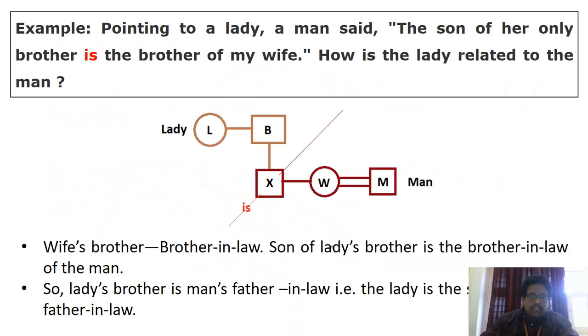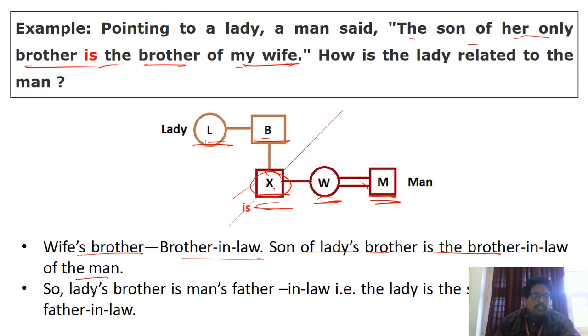Clear? So this is the explanation that I was talking about. There is a man's wife's brother, which means the son of her only brother. So the lady's only brother's son is the man's wife's brother. So how is the man related? You just type the relation, you'll get it. Wife's brother is brother-in-law, so the lady's brother is the man's father-in-law. That is, the lady is the sister of the man's father-in-law. That's it, simple. Clear? Very good. This is the first type.